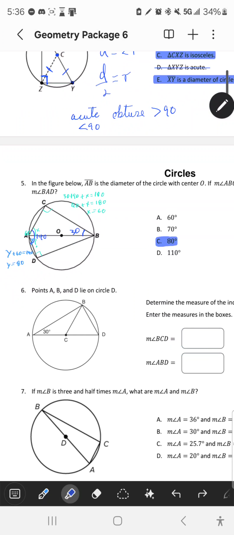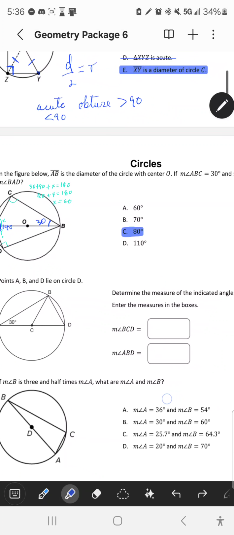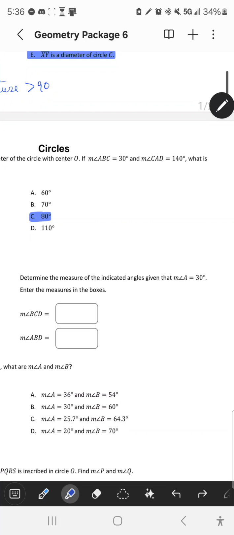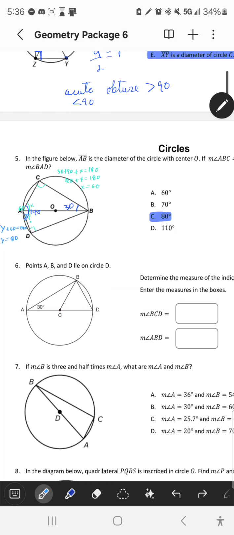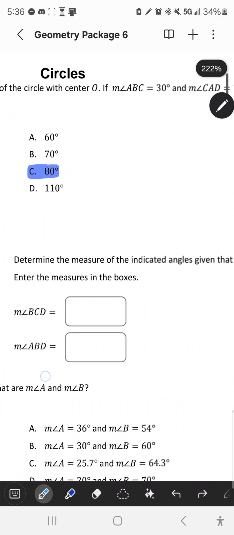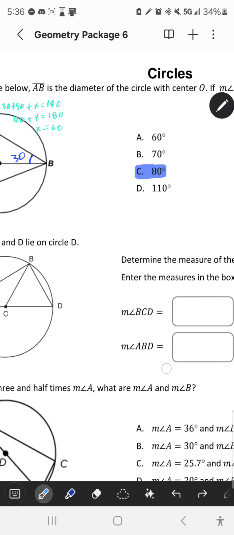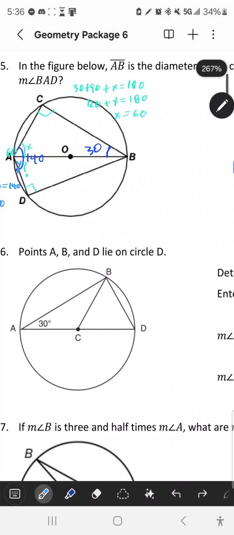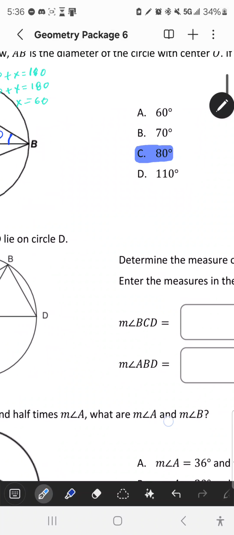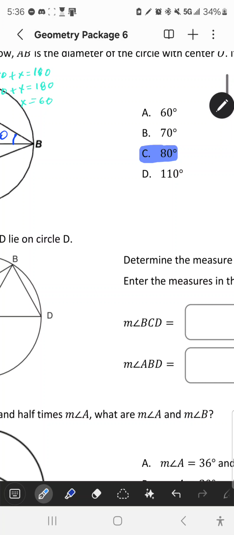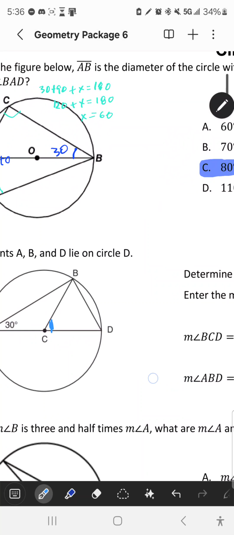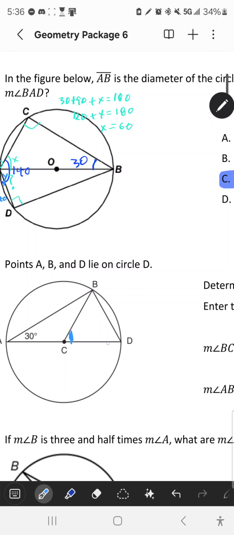Points A, B and D lie on the circle D. Well, the circle is C, not D, but it doesn't matter, you guys can see it. Now determine the measure of the indicated angles given that A is equal to 30 degrees. Enter the measure in the box. So BCD, this angle right here, and ABD.